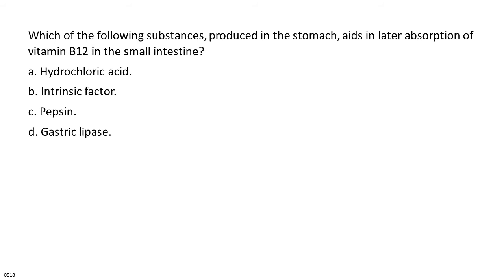Which of the following substances, produced in the stomach, aids in later absorption of vitamin B12 in the small intestine? A. Hydrochloric acid. B. Intrinsic factor. C. Pepsin. D. Gastric lipase.